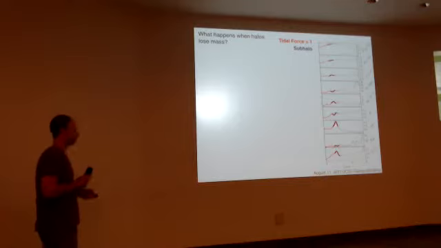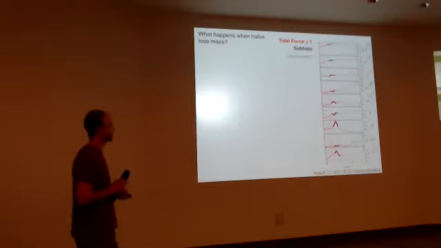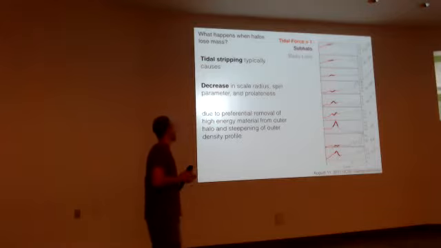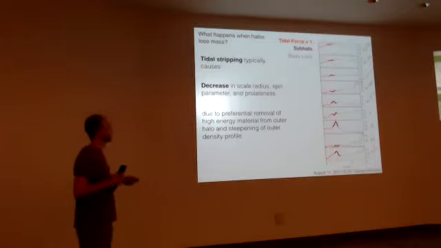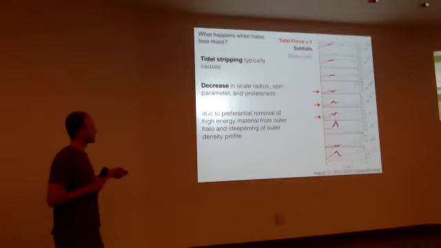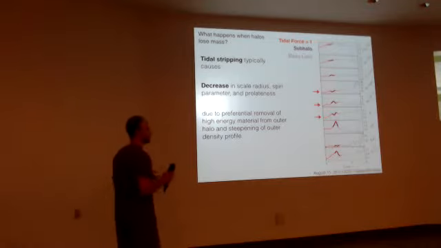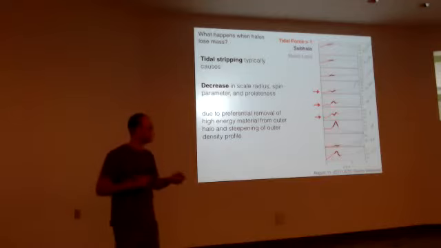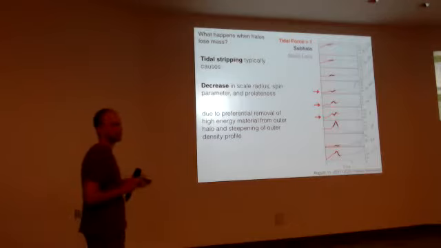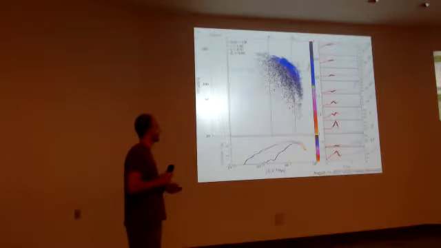But for now, we're seeing it like this, and so again we have mass loss occurring in this part of the evolution. And what we essentially see, and this is again typical, is that these halos have a decrease in their scale radius, spin parameter, and shape. They become rounder. This is due to preferential removal of the high energy material from the outer parts of the halo and an overall steepening of the outer density profile.